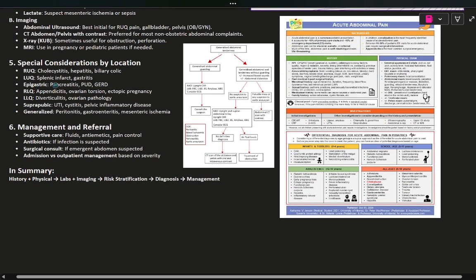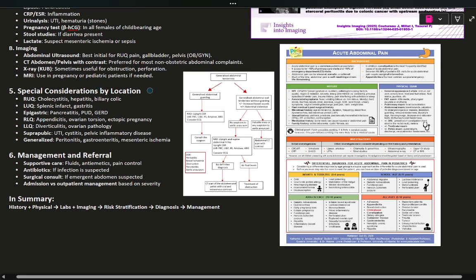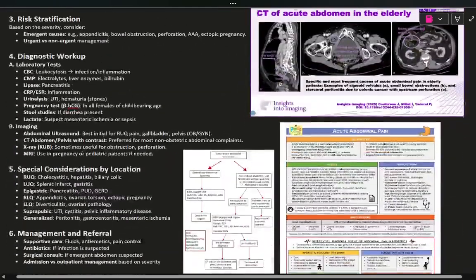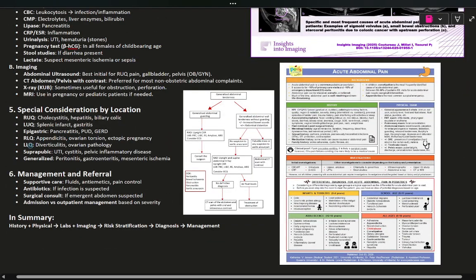For upper abdominal pain, you should consider pancreatitis, PUD, or peptic ulcer disease, and gastroesophageal reflux disease. And I have the different regions highlighted up here. And then if the patient experiences pain in the right lower quadrant, consider appendicitis, ovarian torsion, or ectopic pregnancy. For left lower quadrant, you should also consider ovarian torsion and ectopic pregnancy, but also consider diverticulitis. And then, of course, you would also consider ovarian pathology if the patient experiences pain in the right lower quadrant.